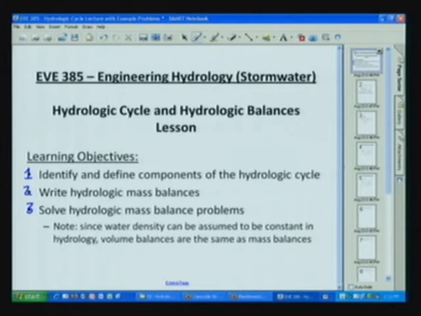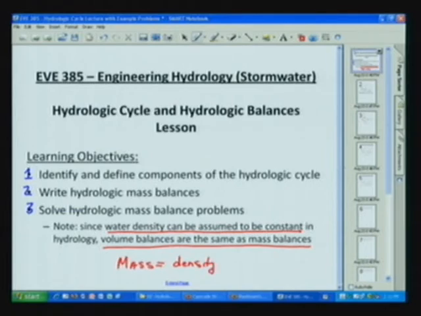An important note here is that for hydrology, stormwater, water density can be assumed to be constant, so a volume balance, which is what we're going to be working at, is the same as a mass balance. And that's because mass is density times volume.